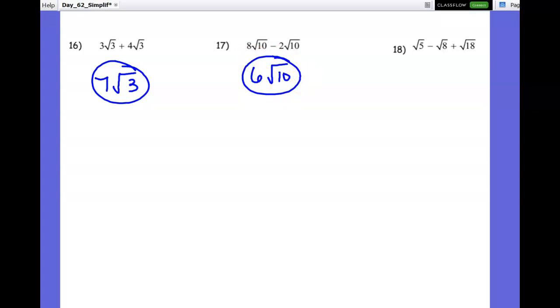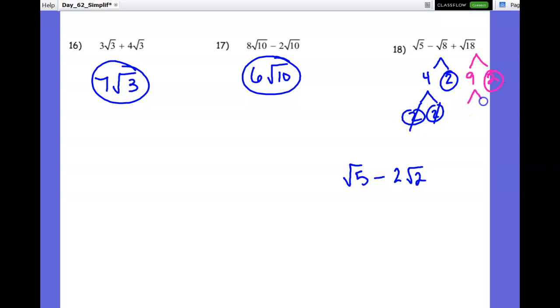Now the third one, we've got radical 5, radical 8, and radical 18. 5 is already in simplest radical form, but let's look at 8. We've got 4 and 2, 2 and 2. So we have radical 5 minus, and we have a pair of 2's, 2 radical 2. And now let's look at our 18. With 18, I'm going to do maybe 9 and 2, and then 3 and 3. So then I'm going to do plus, we've got a pair of 3's, 3 radical 2.